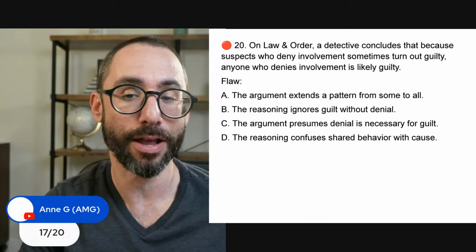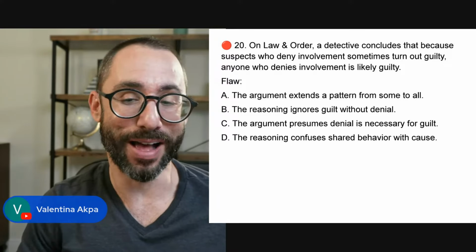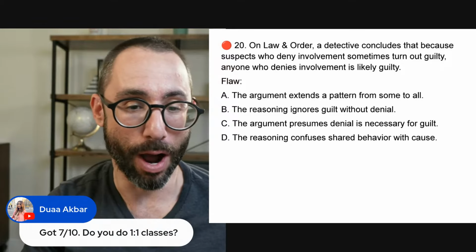Anne got 17 out of 20. Autumn got 17 for 20 as well. You guys are twins. Valentina 16 for 18. Giovanna 14 for 19. Awesome. Dua Akbar got 7 for 10.